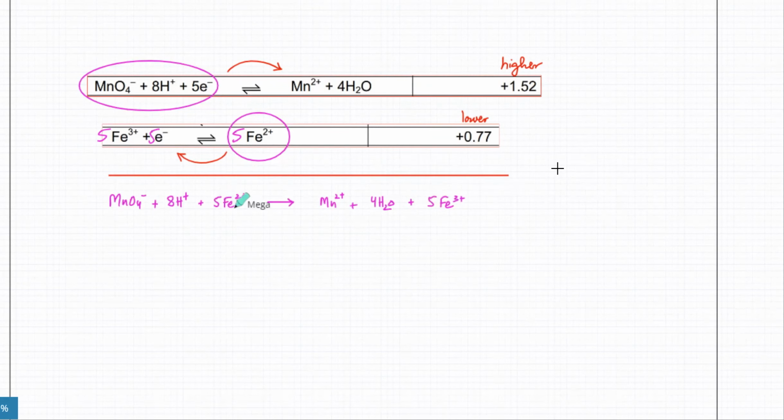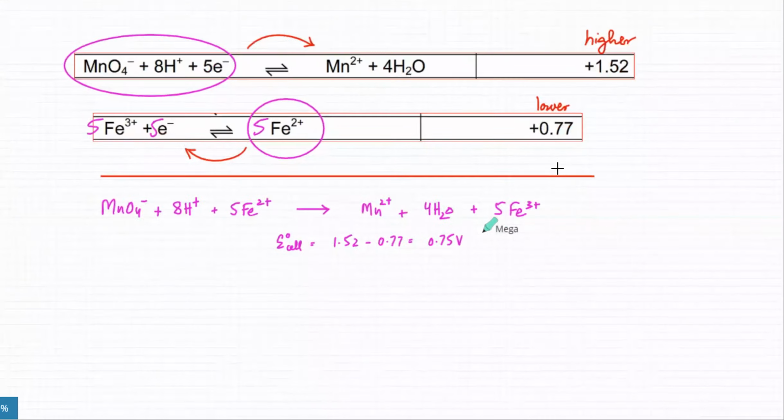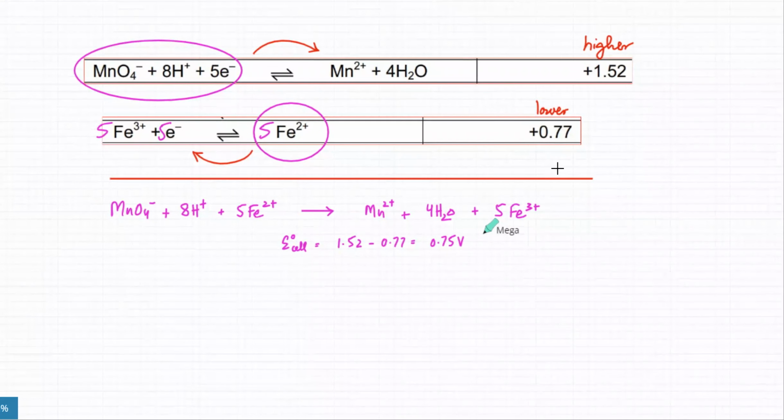And what's the E naught cell for this? 0.75. So 1.52, the higher, minus the lower one. So it's 0.75, which is quite a positive potential. So it's a very, very feasible reaction. So that's about it. Is that clear? This one. Yes.